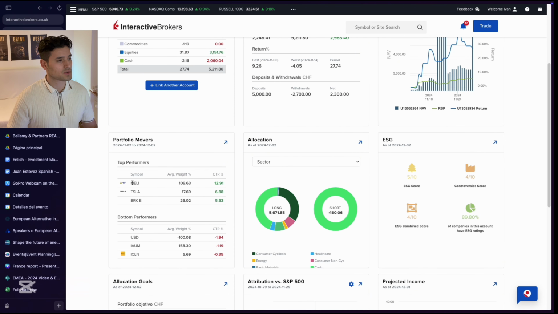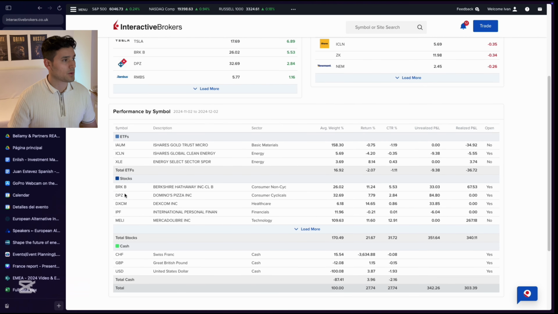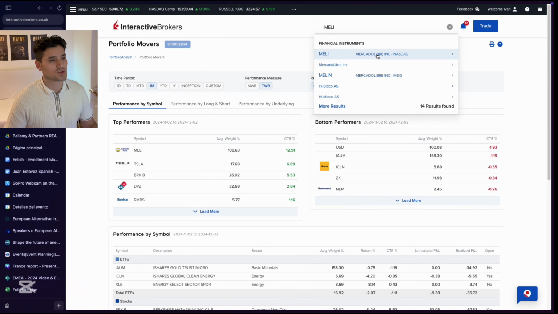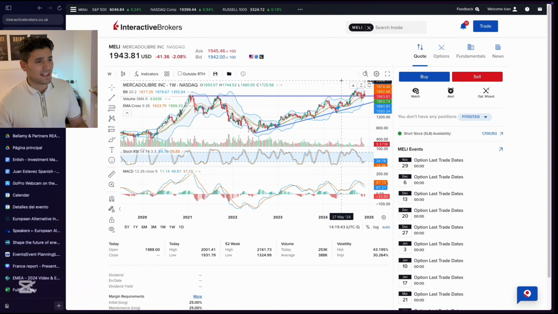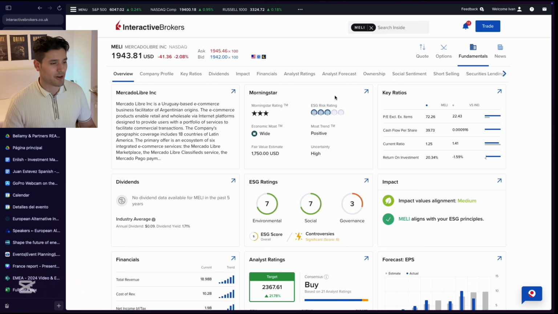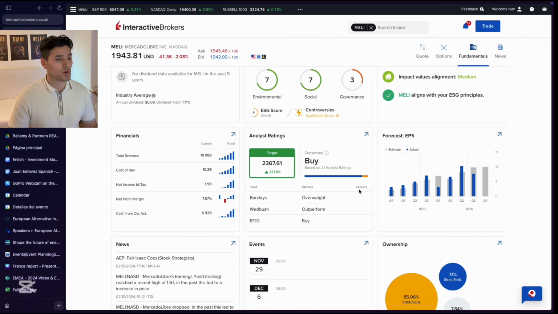my stop loss came in for Meli, a company that is called Mercado Libre. It's an Argentinian stock. Somehow the Amazon of Latin America, and I pretty much like what I see in terms of fundamentals. I think that it has room to grow much more.